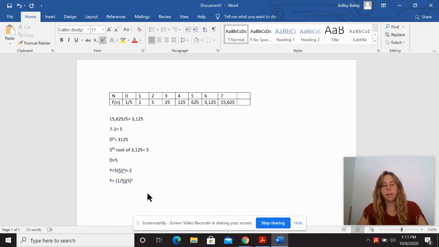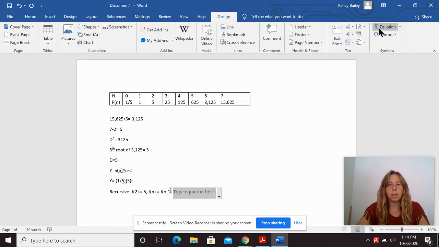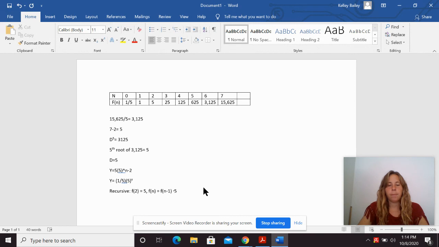And then for recursive, let's see, f of 2, just identify the first term they give us, which was 5. So f of 2 equals 5, and then f of n equals previous term. And then what are we doing to it? We're multiplying by 5. Insert equation. There it is, times 5. There you go.